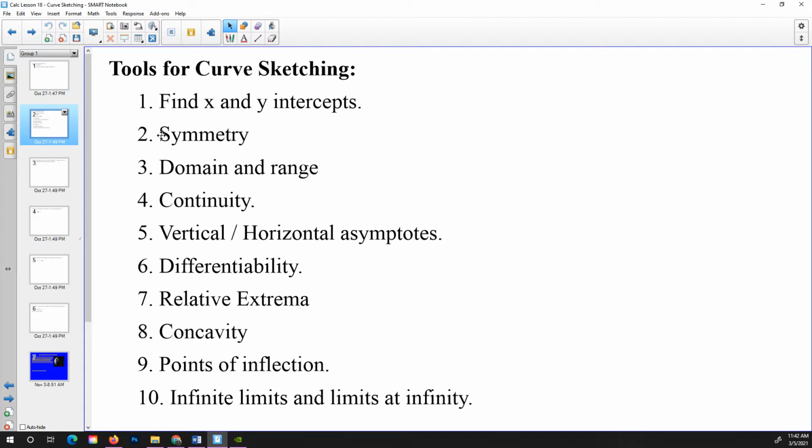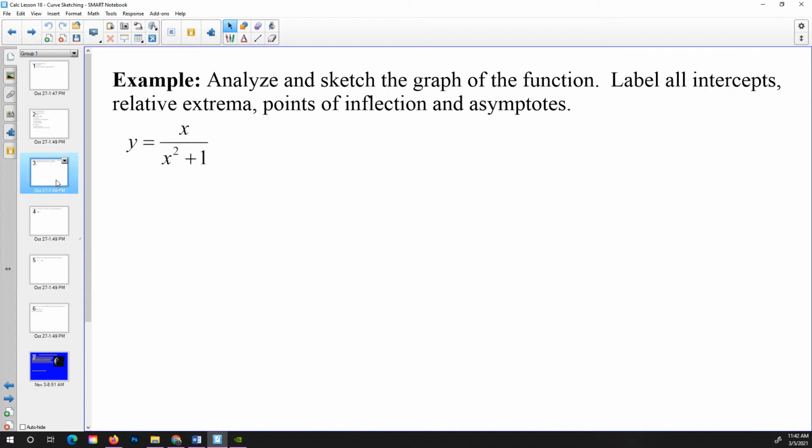I've got 3 examples of curve sketching, and then I've got one of building a curve based on information. So let's get right to those examples. First example says analyze and sketch the graph of a function. Label all intercepts, relative extrema, and points of inflection and asymptotes.